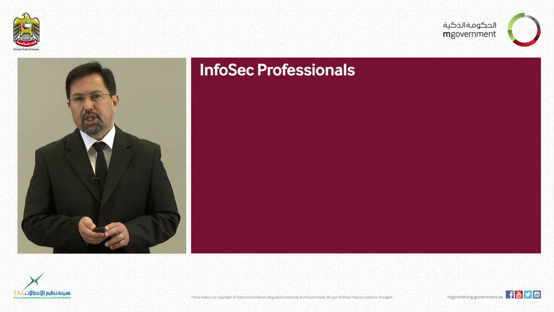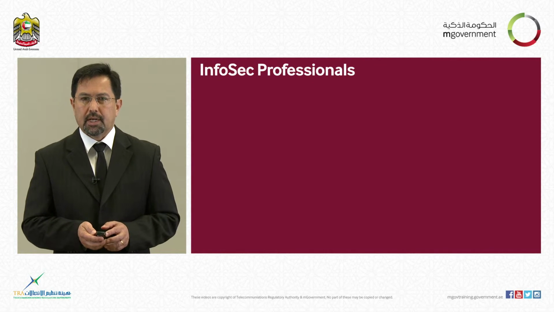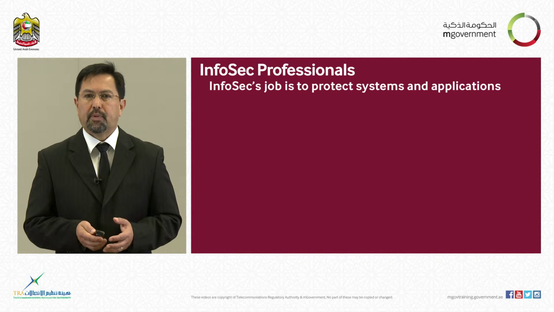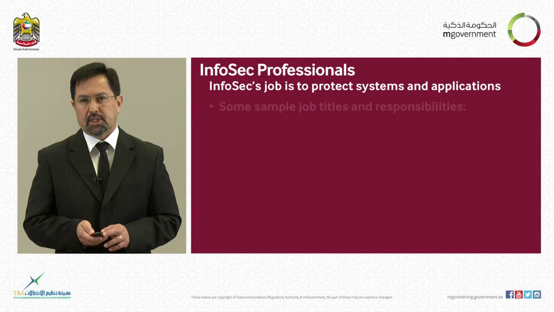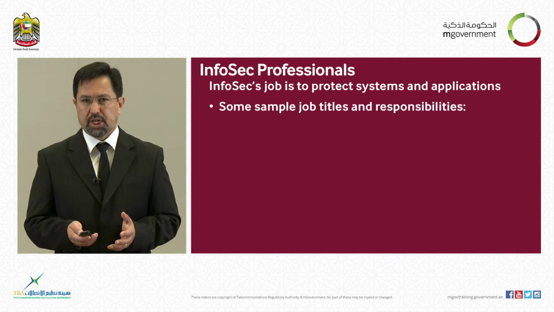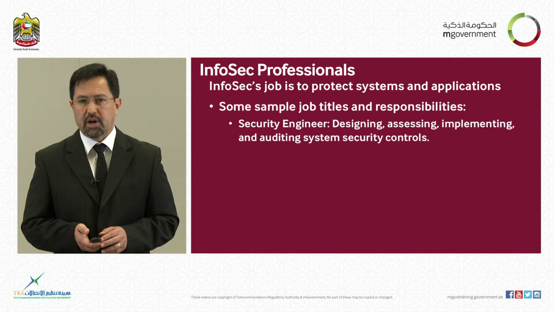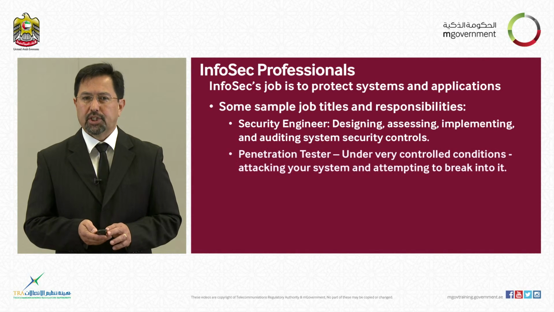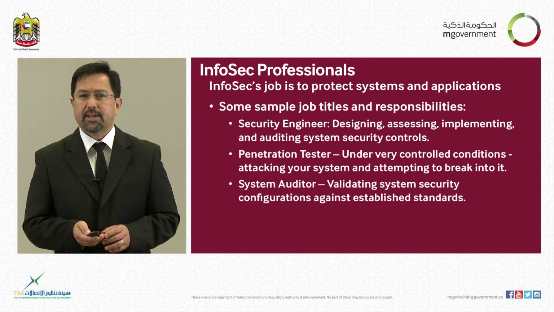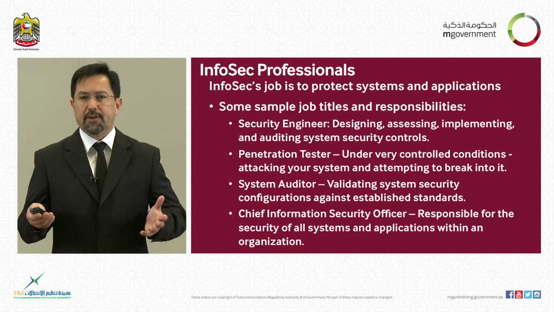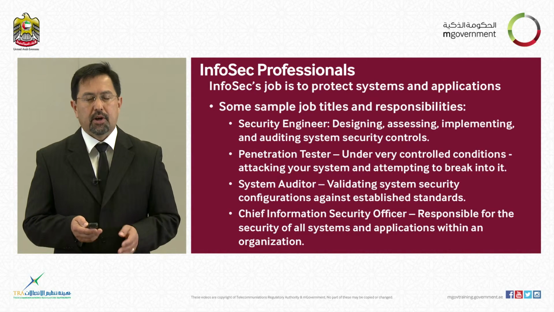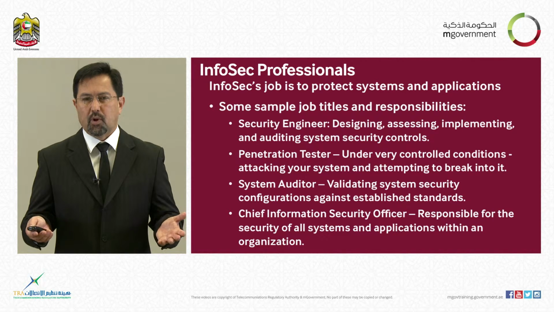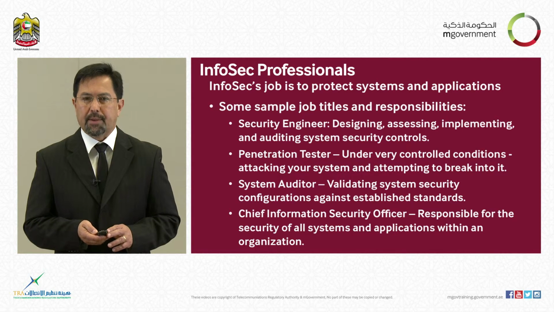Now let's transition over to the InfoSec professionals. The InfoSec professional's job is to protect the systems and the applications. There are different kinds of roles here. One of them is called a security engineer. Another one is called penetration tester. A third is system auditor. And a fourth is the chief information security officer. There are many, many more different kinds of roles that exist here, but here are an example of 4.